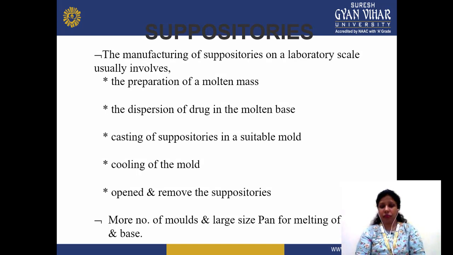For example, we are taking beeswax as a base. First we need to melt it completely, and after melting completely, we have to disperse the drug into it. Then comes casting of the suppositories in a suitable mold. We take the mass into the mold and we can cast it. Then cooling of the mold. After casting, we have to cool the mold at a lower temperature.